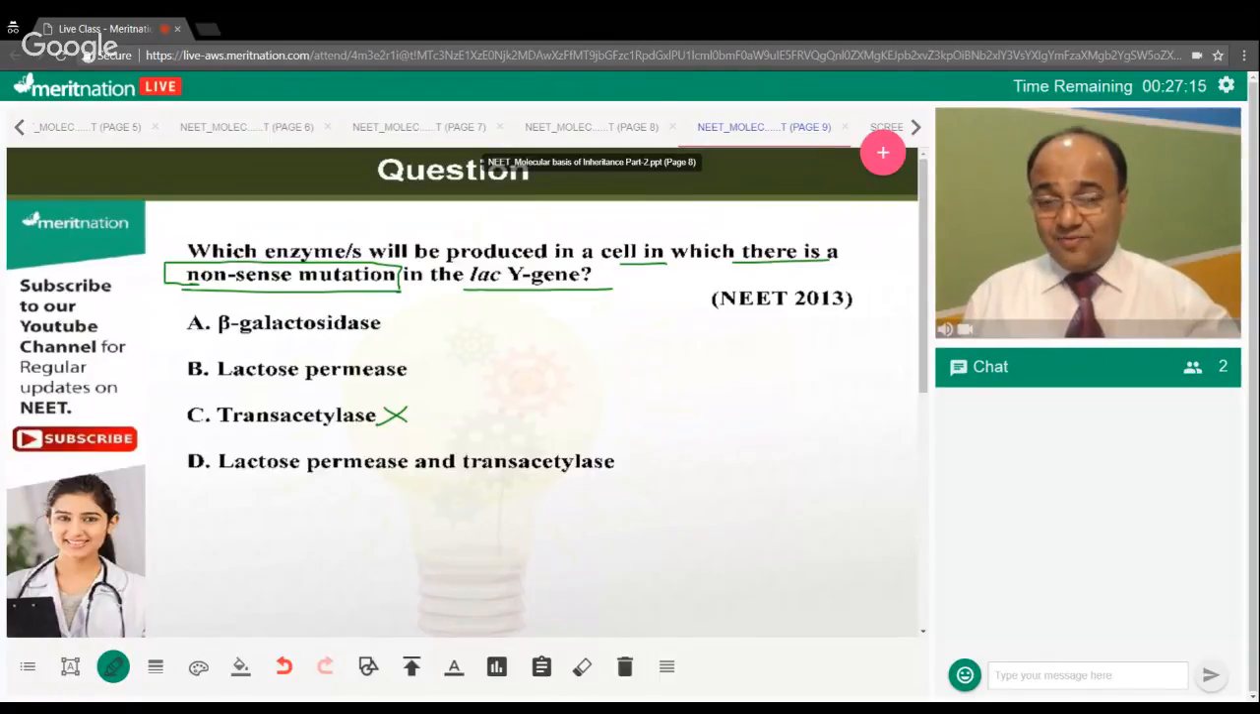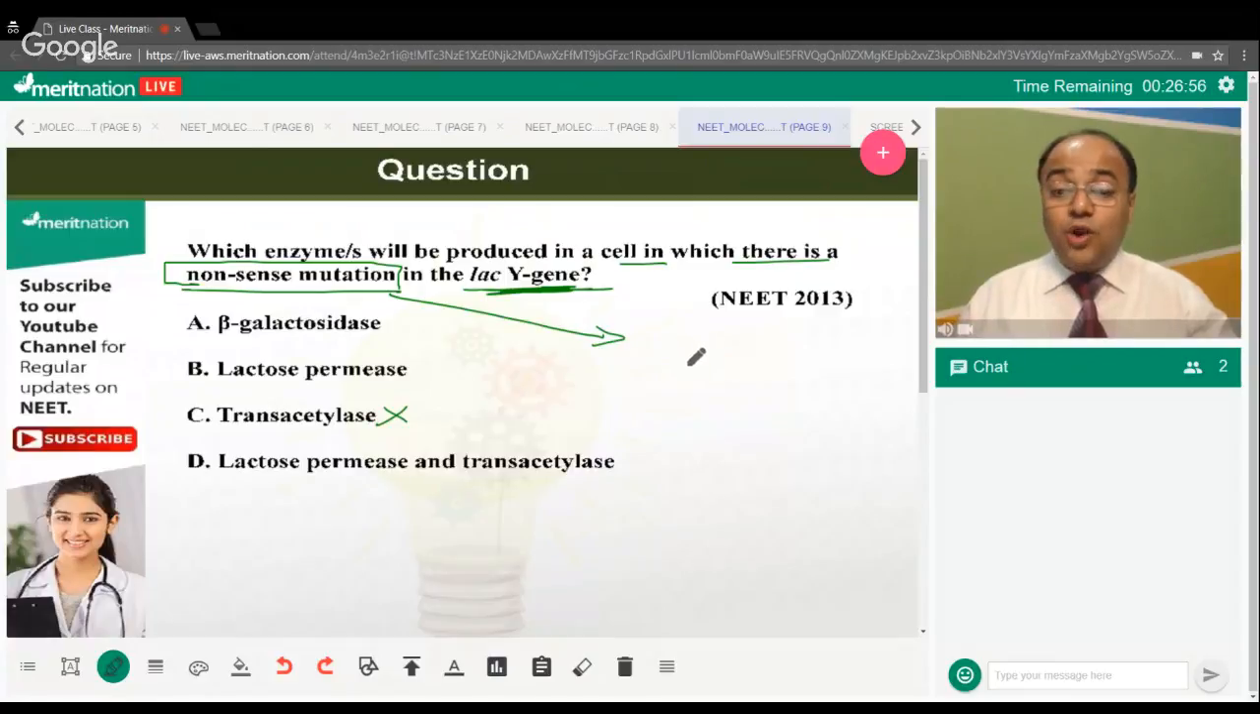Yes, it is an alpha strand, it is not an alpha sheet. So the answer over here is which enzyme will be synthesized if the LAC-Y gene is inactivated by a nonsense mutation. A nonsense mutation is the one which will convert a functional codon into a nonsense codon or into a stop codon. Right? So that is a nonsense mutation.